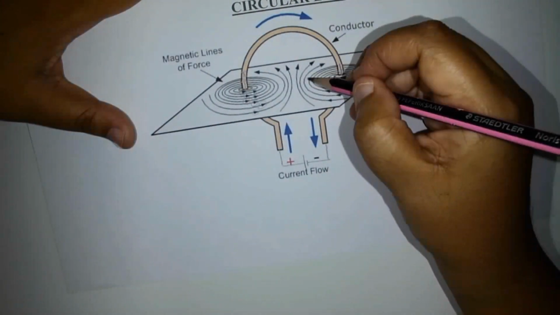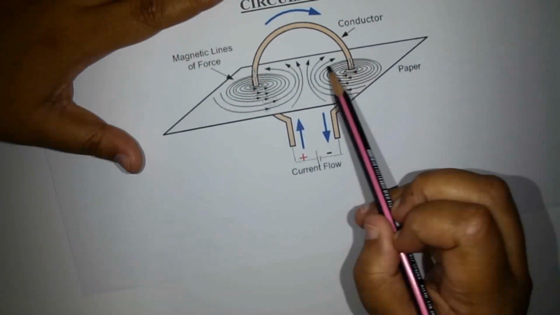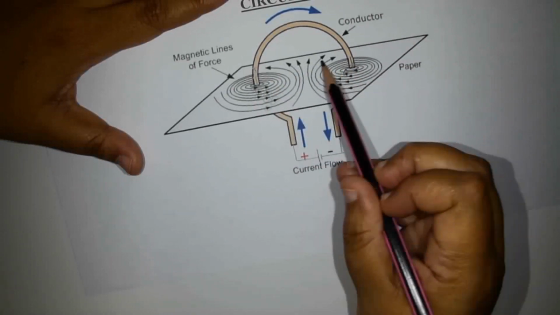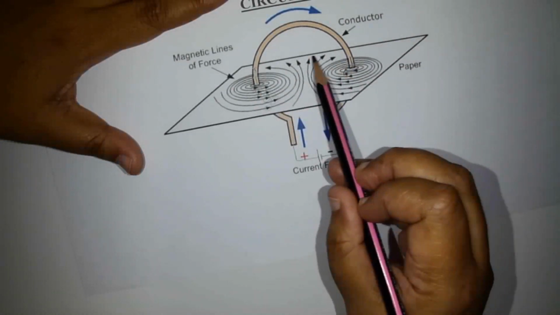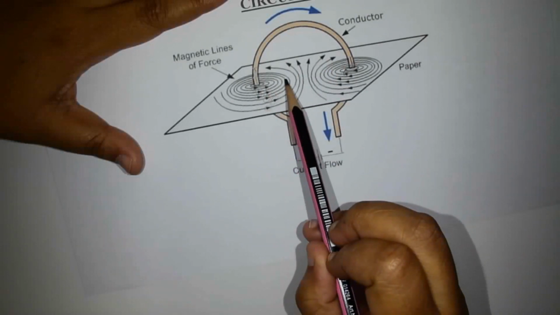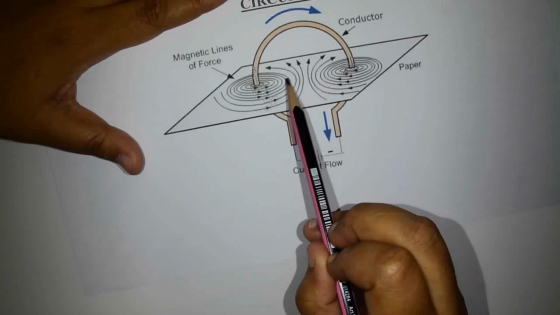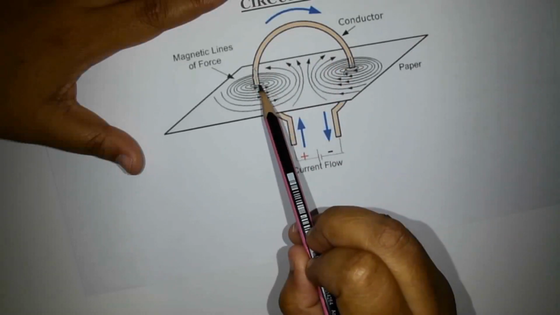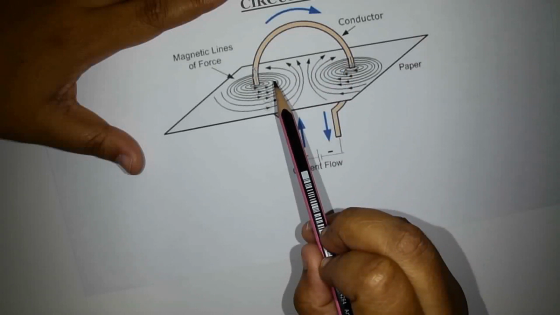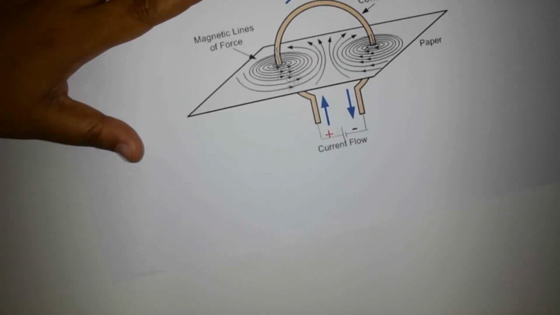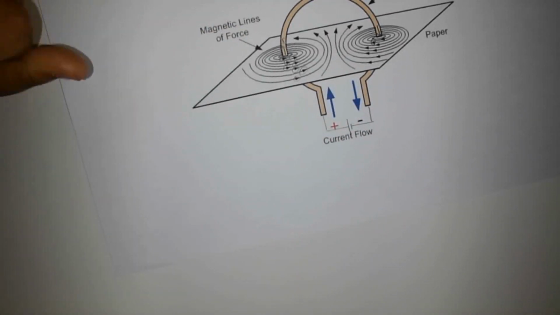Then you will realize that as you draw the pattern of the field, the field at the center here is stronger, because you can see the magnetic field lines are closer apart. They are very close here, and there are more lines at the center.